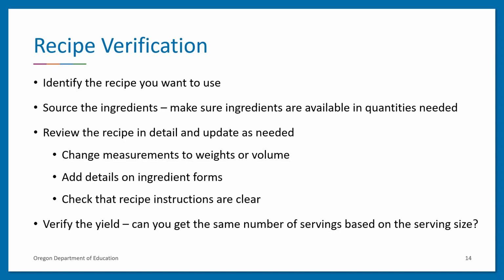Finally, can you verify the yield? When you look at the serving size and the instructions, can you get the same number of servings as the recipe states? For example, you may have a recipe that results in 1 cup serving sizes with 12 servings per recipe, but the amount of ingredients only add up to 6 cups. All of these steps work together to make sure that the recipe is internally consistent and a good candidate for standardization.